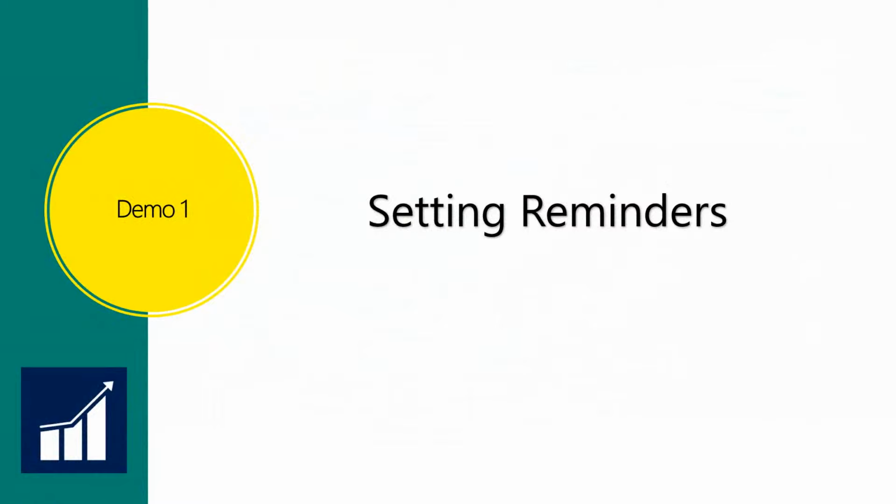Now, let's take a look at how we can use Smartlist to set reminders. Let's pretend I'm a warehouse manager, and I want to make sure that my shipments are leaving the warehouse on time. There's an out-of-the-box GP Smartlist that we can use as a reminder. Every time I launch GP, the system will count the number of records in this Smartlist. If there are any records, I will get a reminder on my screen.